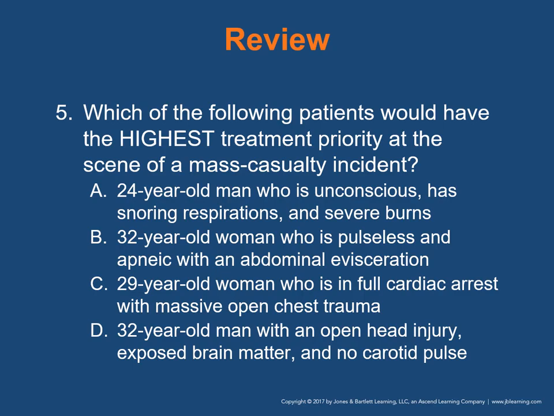Number 5, which of the following patients would have the highest treatment priority at the scene of a mass casualty incident? A, 24-year-old man who's unconscious, has snoring respirations and severe burns. B, a 32-year-old woman who is pulseless and apneic with an abdominal evisceration. C, a 29-year-old woman who is in full cardiac arrest with massive open chest trauma. D, 32-year-old man with an open head injury, exposed brain matter, and no carotid pulse. So remember, this is a mass casualty incident. So which of these has the highest priority? Think about how they're categorized and tagged.